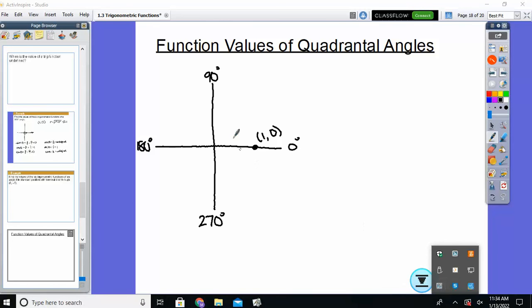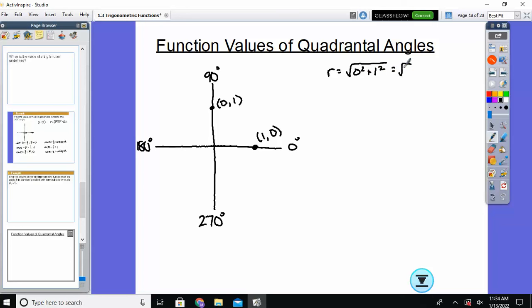The next point. This is when my x is 0. We're on the positive y-axis, so I'll make my y 1. If you find your r, square root of 0 squared plus 1 squared, you again get the square root of 1, which is 1. Next point, at 180. Your x is negative, so I will just use a negative 1. Since we're on the axis, our y is 0, so negative 1, 0. So if we find the r, negative 1 squared plus 0 squared, we get the square root of 1, which is still 1.